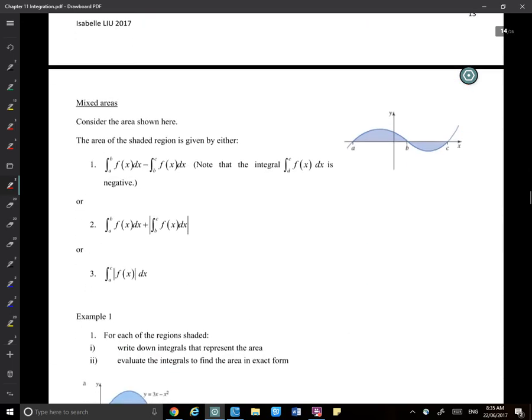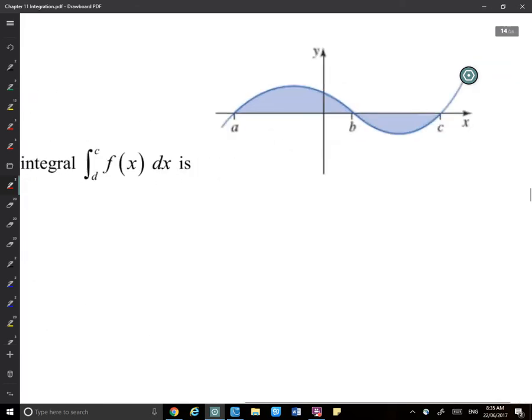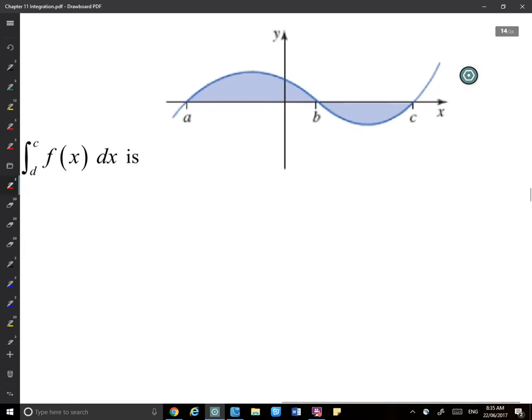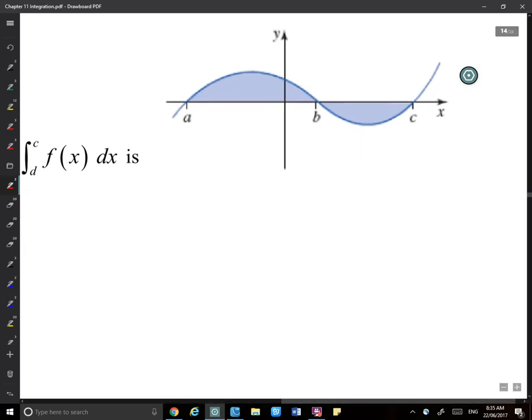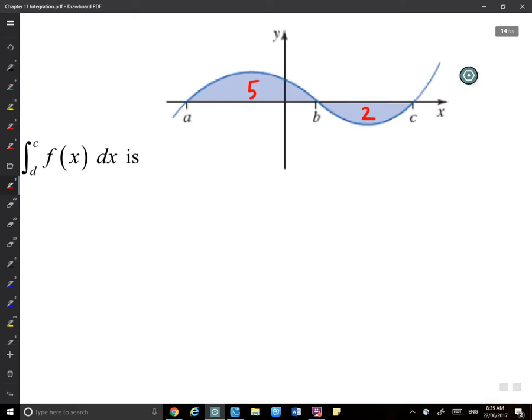Now we have mixed area. Your graph always has x-intercepts, going up and going down, and the area can be mixed. Let's see this diagram. Let's say that area is 5 and that one is 2. The actual area is 5 and 2, so your answer should be 7. The area should be 7 in total, the shaded area.